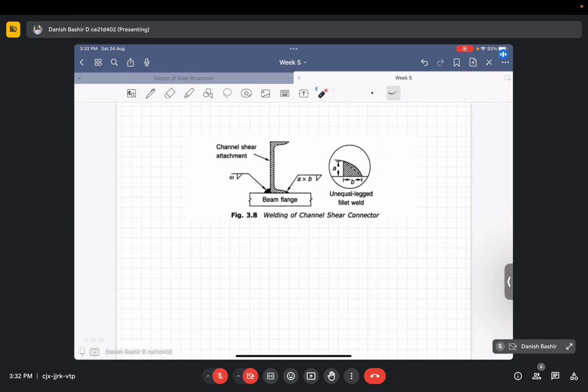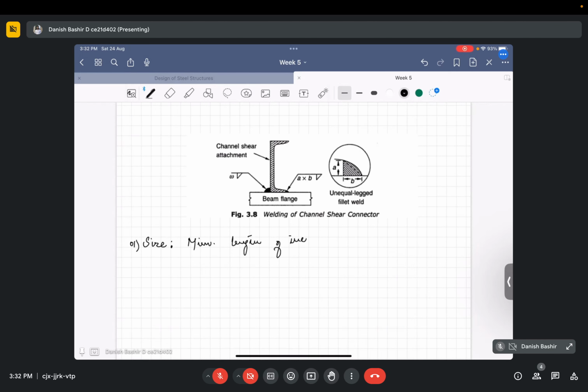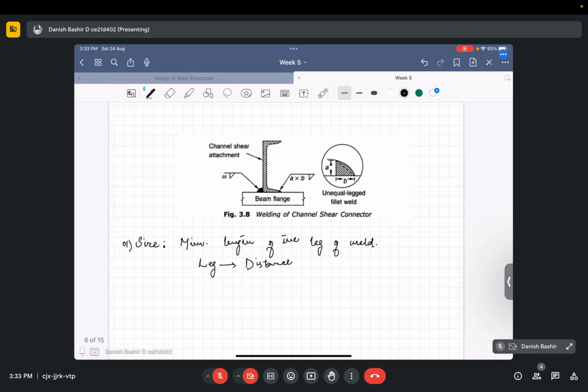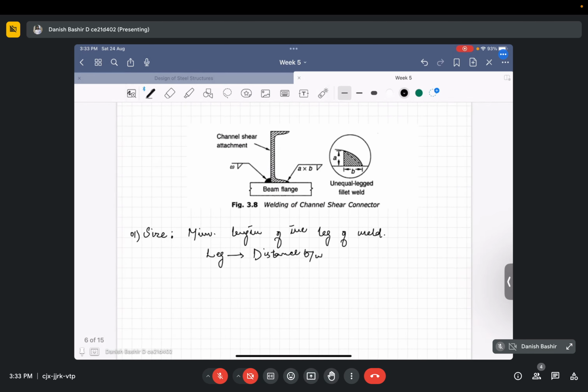I will write these two definitions here. Size is given as the minimum length of the leg of weld, and leg we define as the distance between the root and toe of the weld.